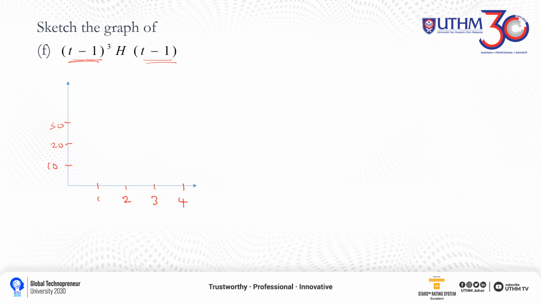So this means that when t equal to 1 it is 0, when t equal to 2, you have the value of 1. When t equal to 3, you have the value of 8. And t equal to 4, you have the value of 27. So the graph will look like this, to infinity. Do you get it?